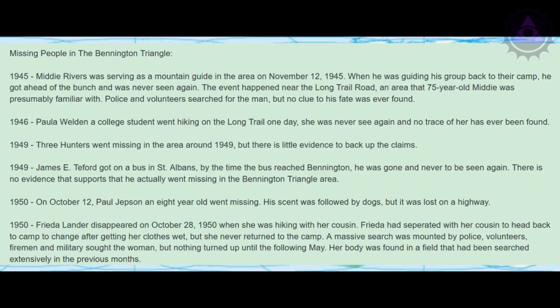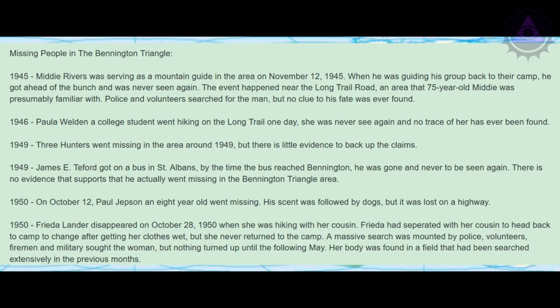1949: James E. Tefford got on a bus in St. Albans. By the time the bus reached Bennington, he was gone and never to be seen again. There is no evidence that supports that he actually went missing in the Bennington Triangle area. 1950: On October 12, Paul Jepson, an 8-year-old, went missing. His scent was followed by dogs, but it was lost on a highway.